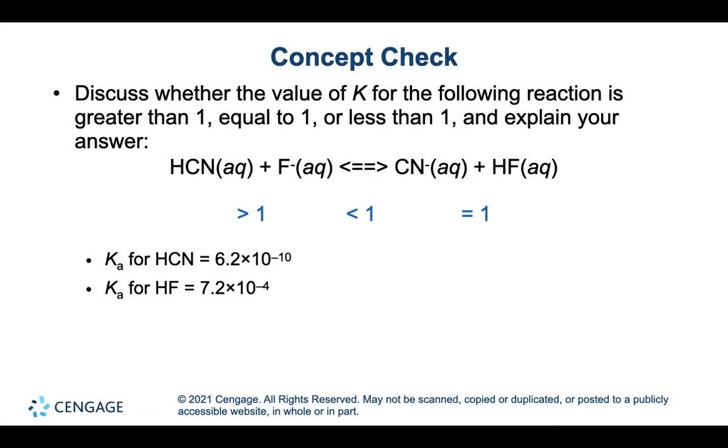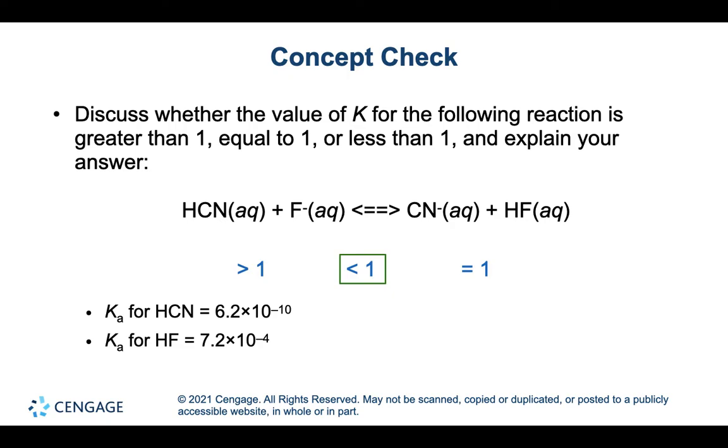Well, if we look at Ka, the Ka for HCN is 6.2 times 10 to the minus 10. That's a very small number. The Ka for HF is 7.2 times 10 to the minus 4. So it looks like HF is better at giving away H plus than HCN is. HCN is trying to give the H plus away going to the right. HF is giving away the H plus going to the left. HF has a bigger Ka, so we say HF is better at giving away H plus, and so this equilibrium is going to lie to the left, and having fewer products, the K is going to be less than 1.